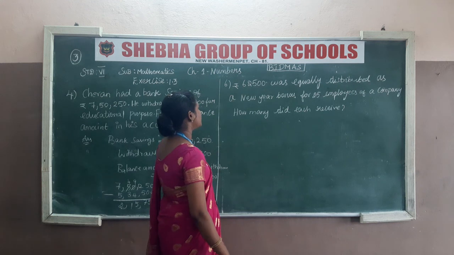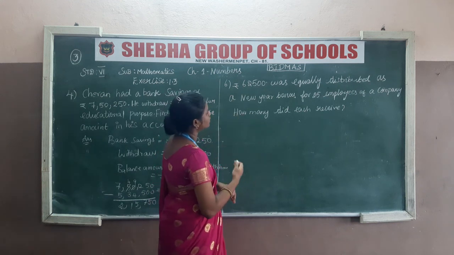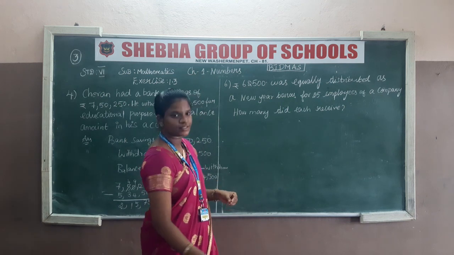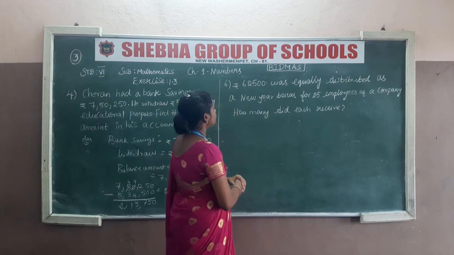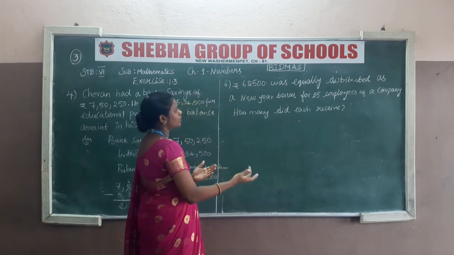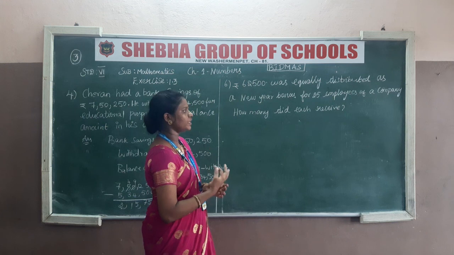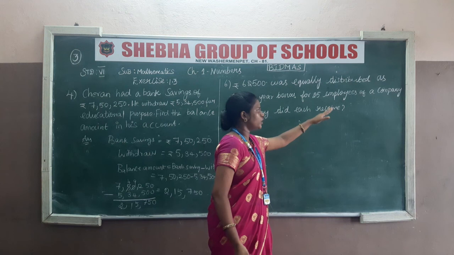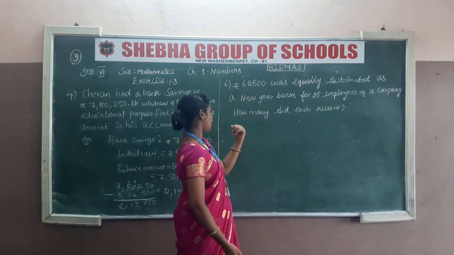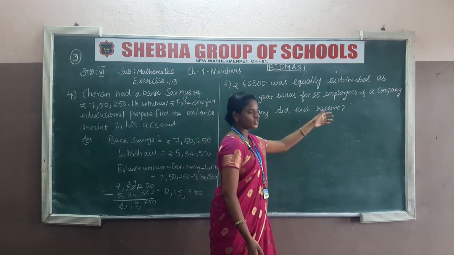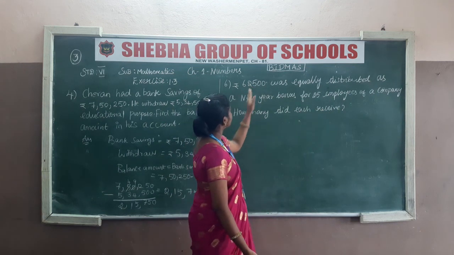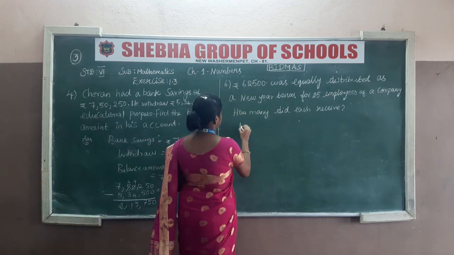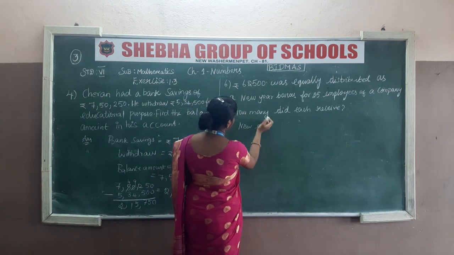The question is rupees 62,500 was equally distributed as a new year bonus. This is the sixth sum. Okay. 62,500 was equally distributed as a new year bonus for 25 employees of a company. How many did each receive? How can we find it? We have to find how many did each receive.